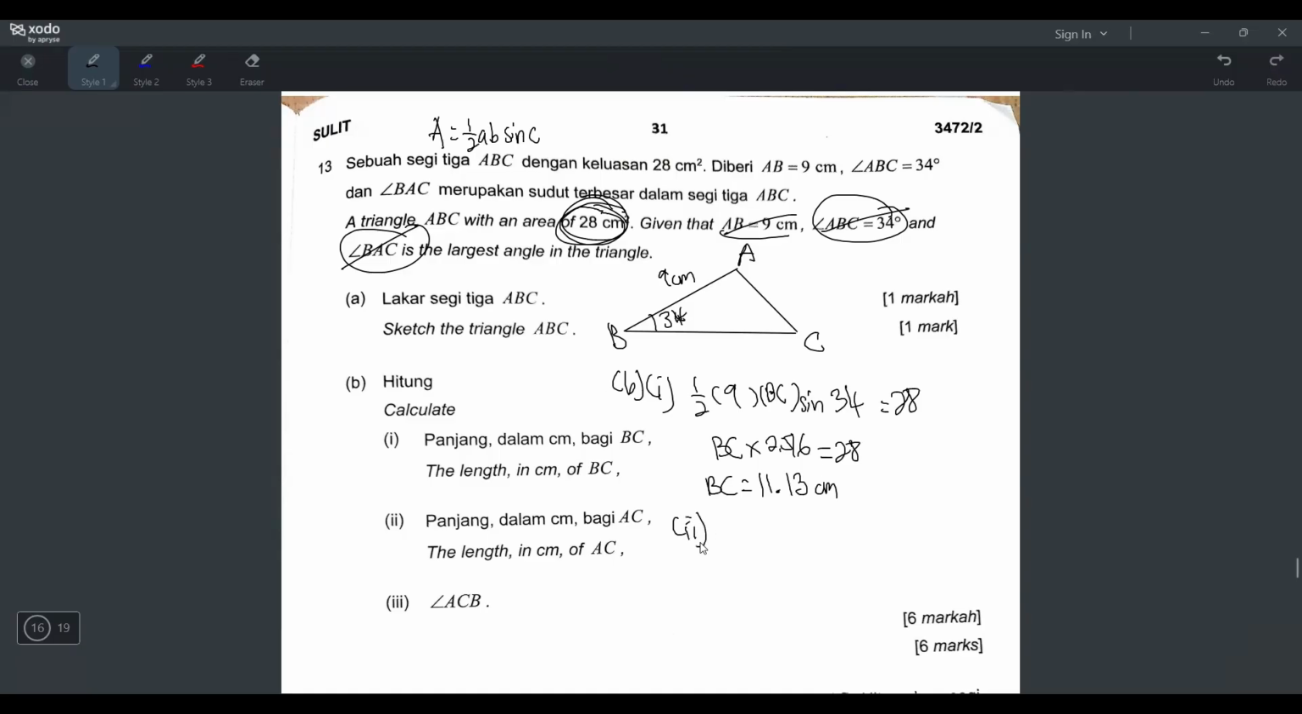Done. Okay, second question, find the length of AC. Let's label the BC first because you have it already. So how do we find the length of AC?